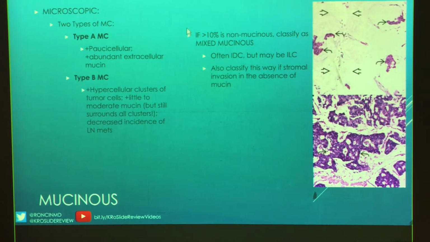Okay, and then here's the caveat. If greater than 10% of your tumor, because remember we said greater than 90% has to be surrounded by abundant mucin, is non-mucinous, then you want to classify it as a mixed tumor. And it stands to reason that most often it's going to be your ductal or no special type, but you can also see it with invasive lobular. And why does it make sense that it's no special type or ductal? Well, if 75% of your invasive tumors are going to be invasive ductal, then it makes sense that the most likely tumor that you're going to see adjacent to or admixed with your mucinous is going to be invasive ductal.